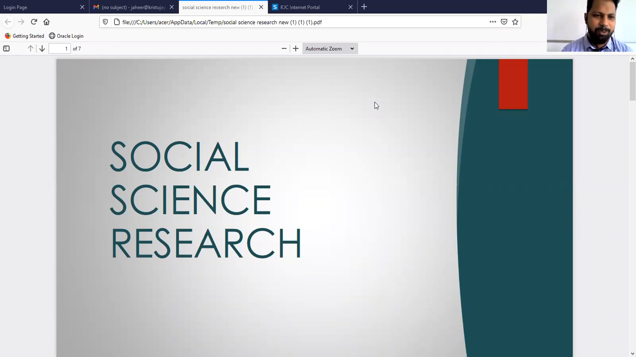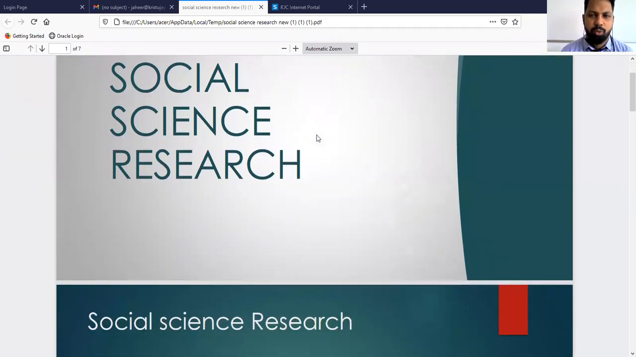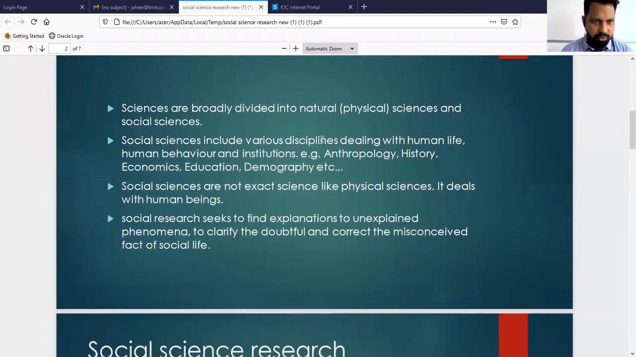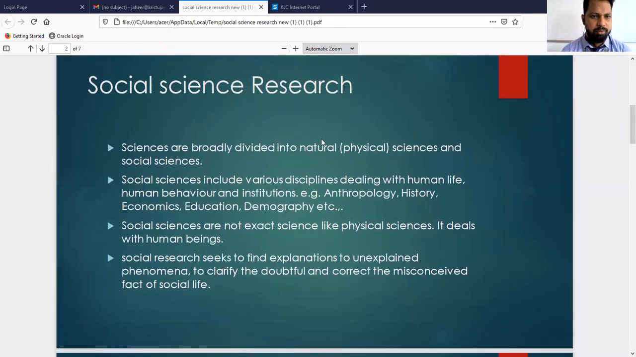And today we are going to discuss the topic social science research. So in this session, we are going to discuss what is actually social science research, its definition, what are the objectives of social science research, and what are the functions of social science research.